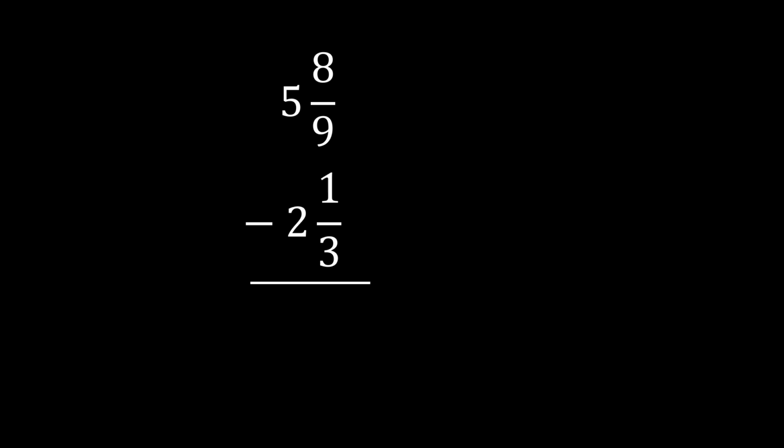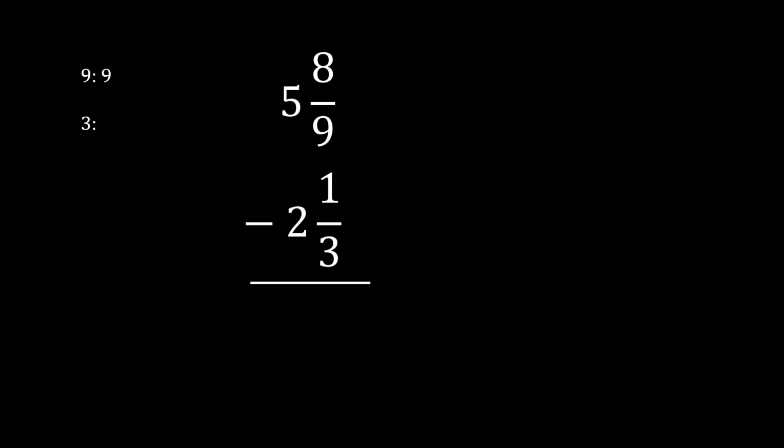In this example, I have 5 and 8/9 minus 2 and 1/3. And when I subtract mixed numbers, I start with the fractions. And the first thing I see is 8/9 and 1/3 don't share a common denominator. So I'm going to have to find that common denominator. And I'm going to do that by listing the multiples of 3 and 9. And the first multiple that shows up on both lists is my common denominator.